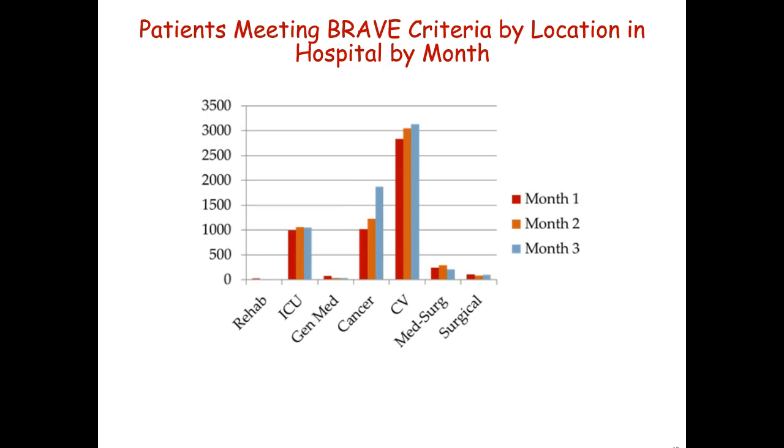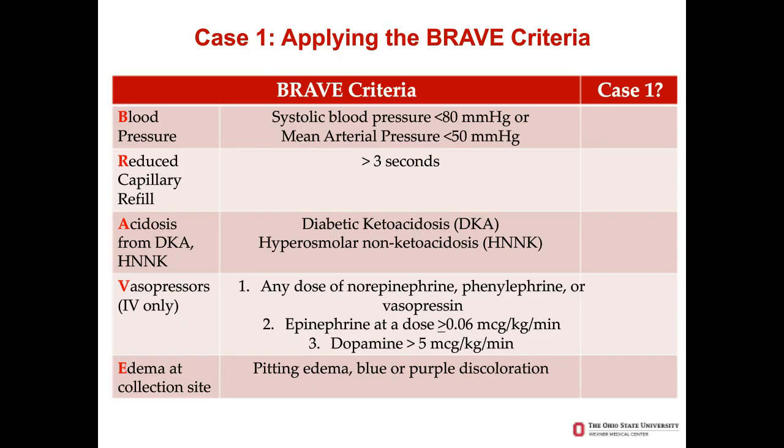Here is an example of how we would proceed with applying the BRAVE criteria. Now, this first case that I mentioned to you, the patient who was in the ICU with peripheral vascular disease, coronary disease, and kidney disease on hemodialysis. When we look at the criteria, the first one of blood pressure, she definitely did meet the low blood pressure criteria, so that one was a yes. She also had reduced capillary refill, so that was yes also. She did not have any of the other three criteria.